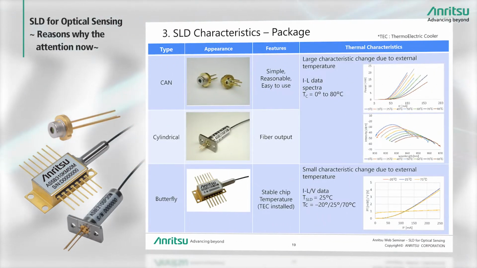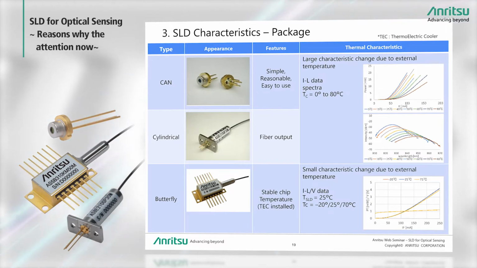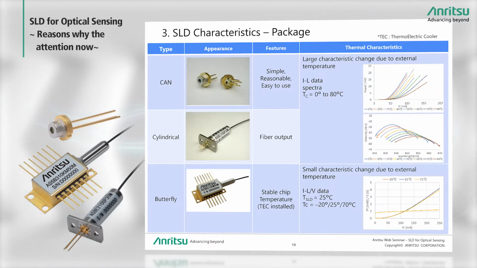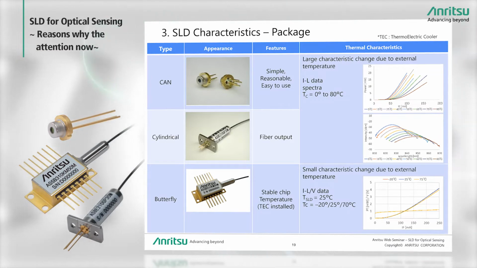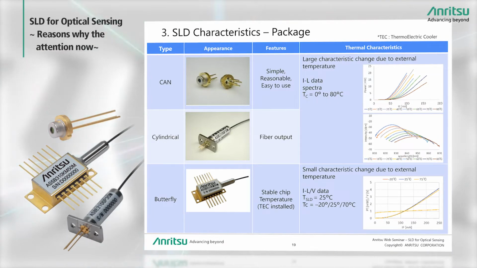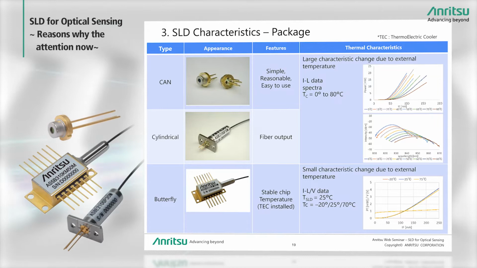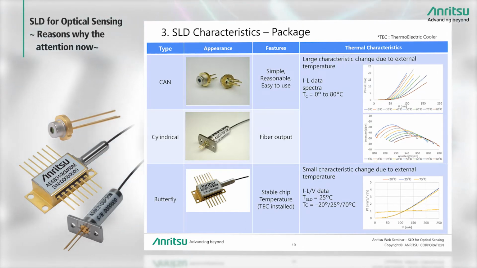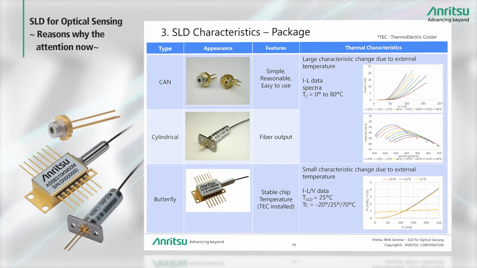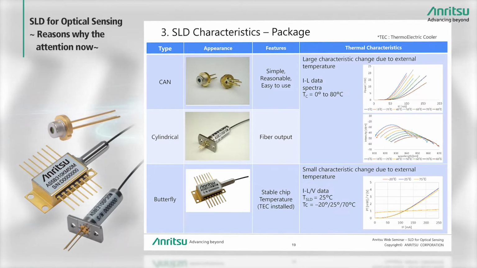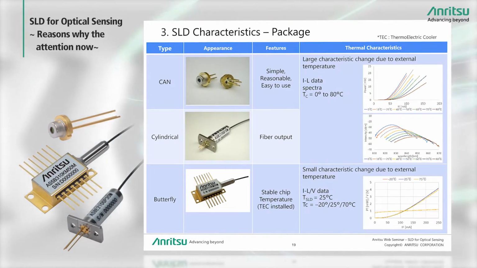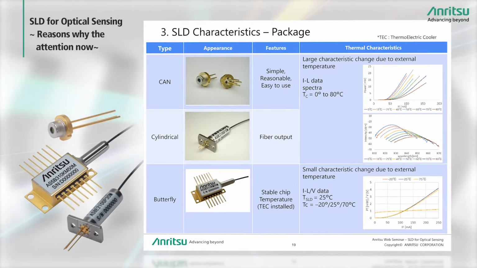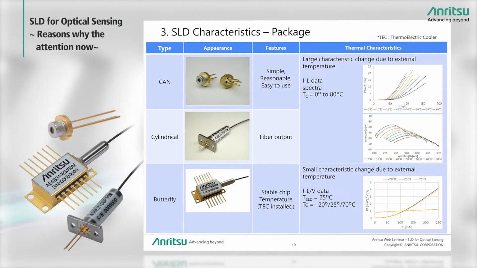This slide introduces three package types. The first is the CAN type, which emits as a spatial light. The package form is simple and easy to use for low-cost applications. Next is a cylindrical type emitting light into a coupled optical fiber. Last is the butterfly module type. It incorporates a built-in thermoelectric cooler and maintains the SLD chip at a constant temperature.